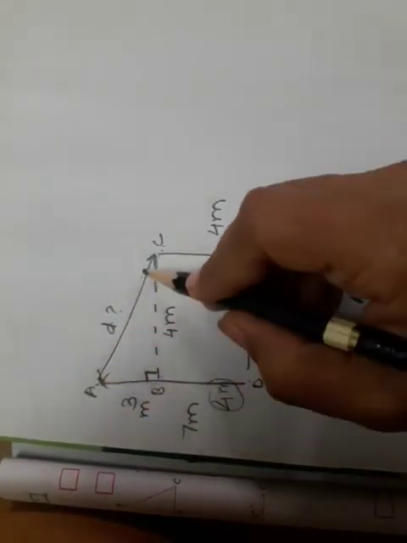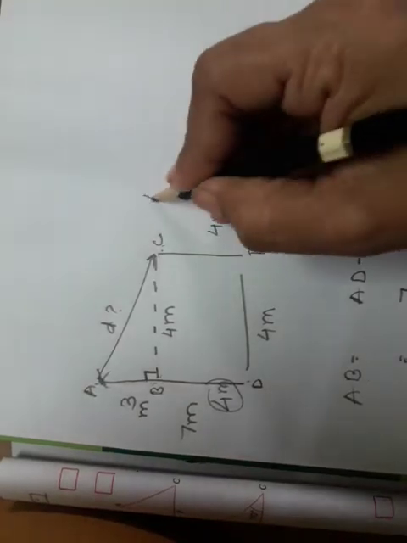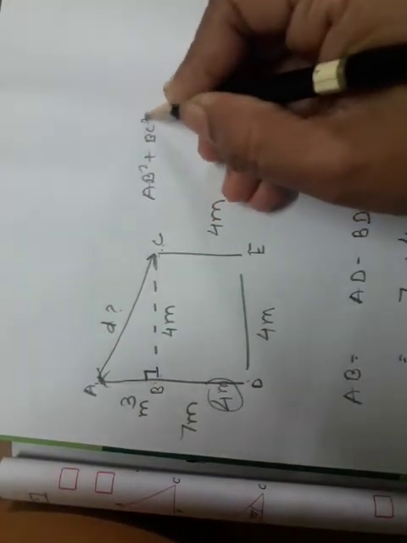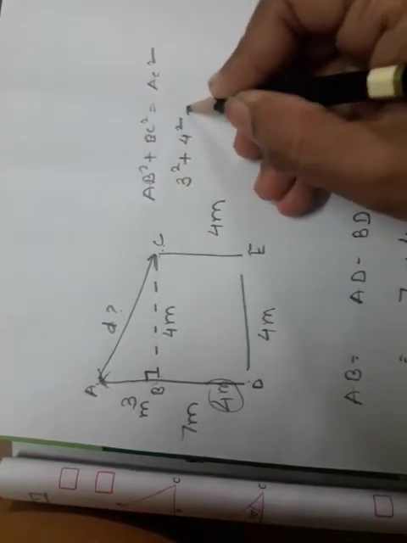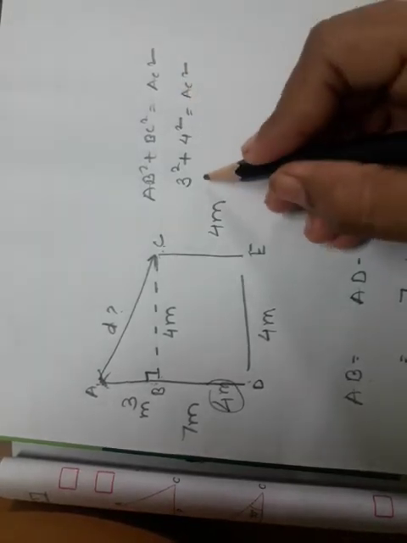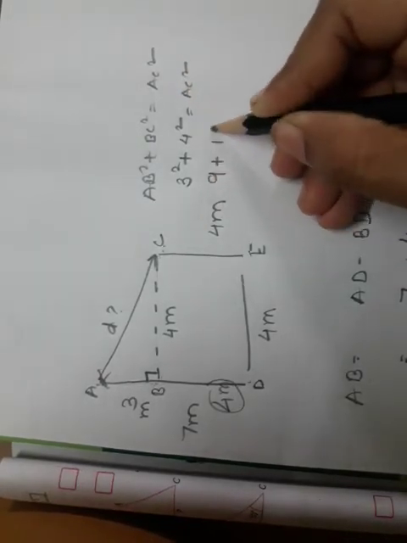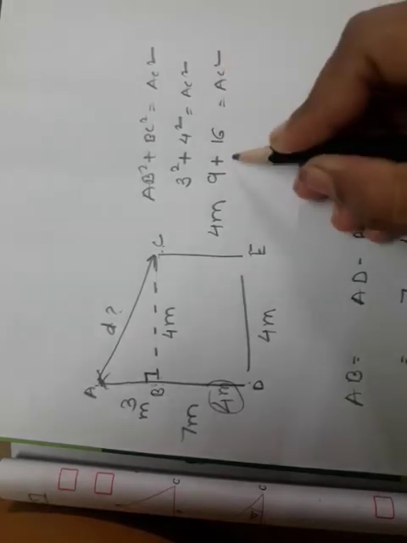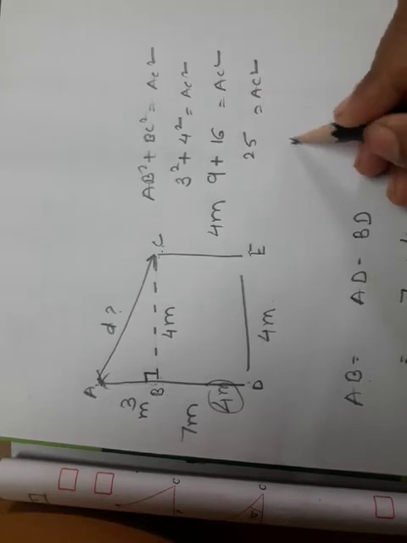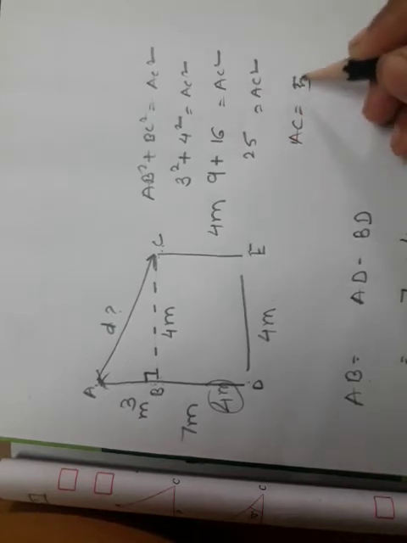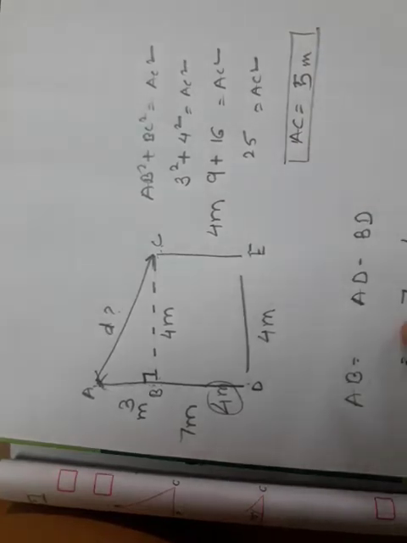Now we have to find this distance by using Pythagoras theorem. AB square plus BC square is equal to AC square. AB is 3, BC is 4. Now 3 square is 9, 4 square is 16, and 16 plus 9 is 25, which is equal to AC square. Now taking the square root, AC is equal to 5 meter. Now see, the second option is the correct answer, 5 meter.